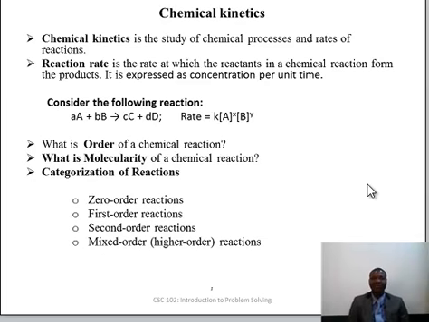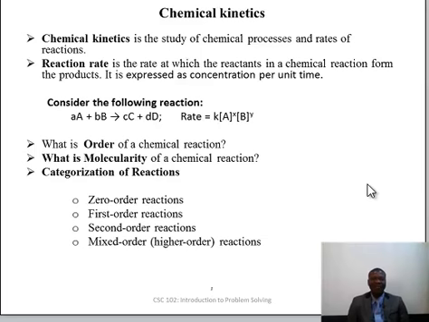Now, chemical kinetics. Chemical kinetics is the study of chemical processes and rates of reactions. What is rate of reaction? The rate of reaction is the rate at which the reactants in a chemical reaction form the products. It is expressed as a concentration per unit time.